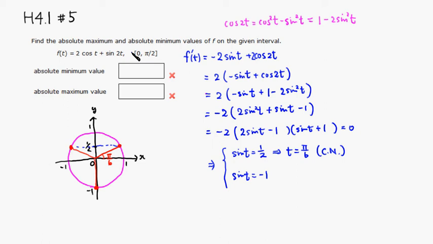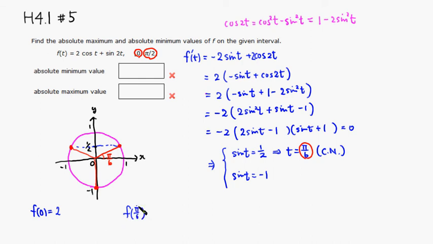So we need to look at 3 places. You can see that 0 is a possibility, pi over 6 is another one, and pi over 2. Let's evaluate those values. So f of 0: cosine of 0 is 1, so it's 2, plus sine of 0 is 0, so it's just 2. How about f of pi over 6?